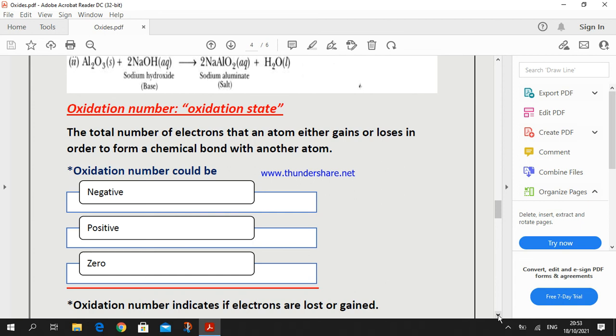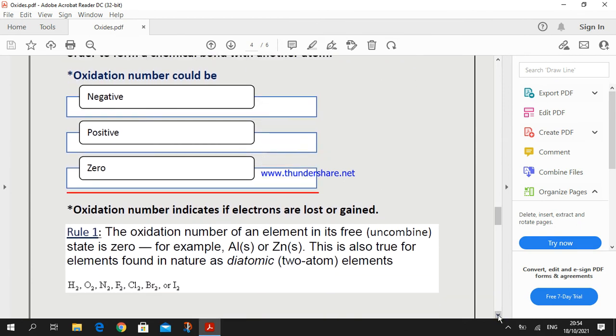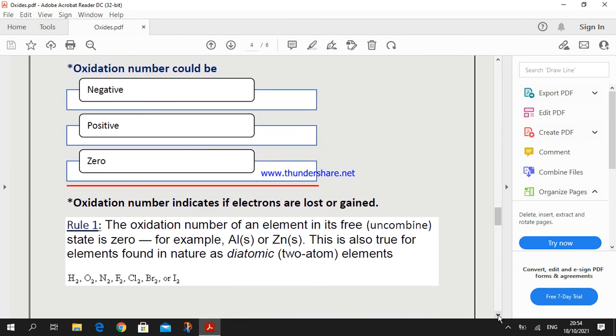So the oxidation number could be a negative value, positive value, or zero. When we know the oxidation number, it indicates if the electrons are lost or gained. And we have different rules to calculate oxidation number. Rule number 1: the oxidation number of an element in its free state and combined state equals 0.